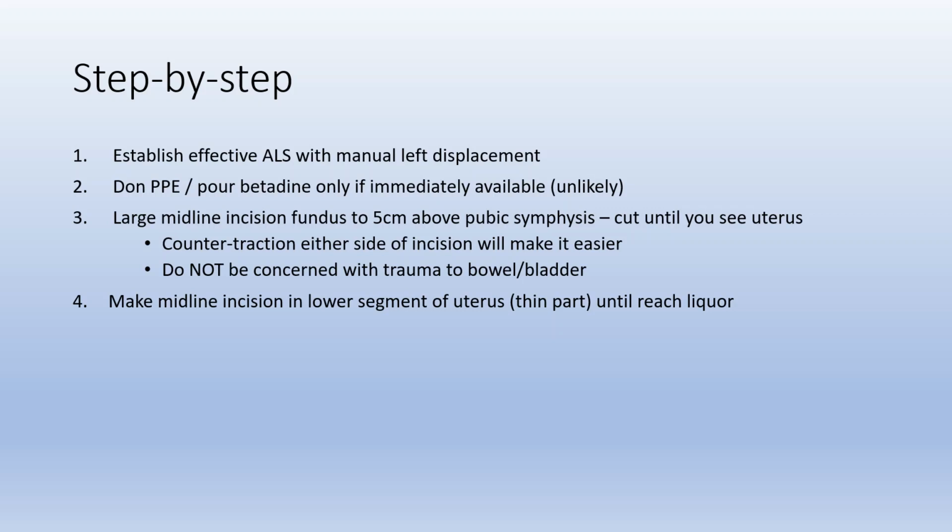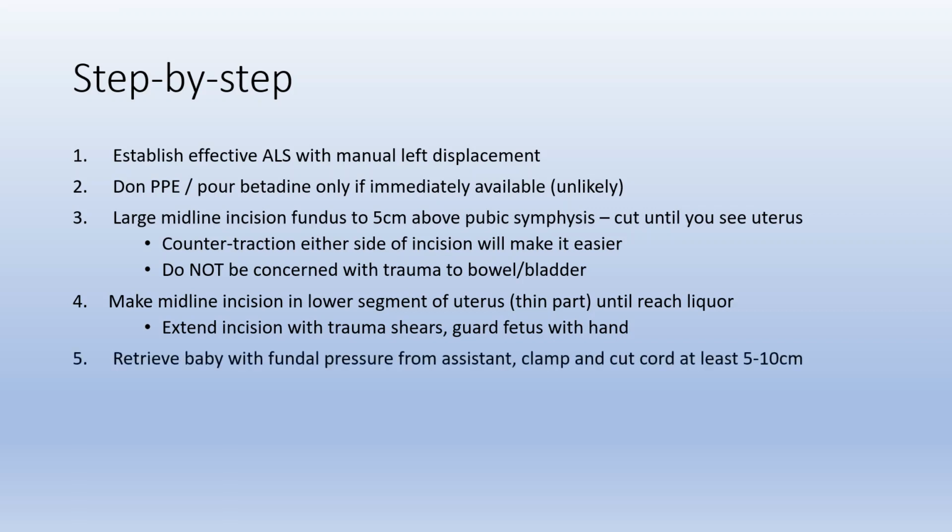When you reach the uterus itself, make a midline incision in the lower segment of the uterus. And the reason I say the lower segment, it's very thin there and you'll reach the liquor very easily. And then you can extend that incision with trauma shears, just using your hand to guard the fetus against, essentially, cutting its hand or foot.